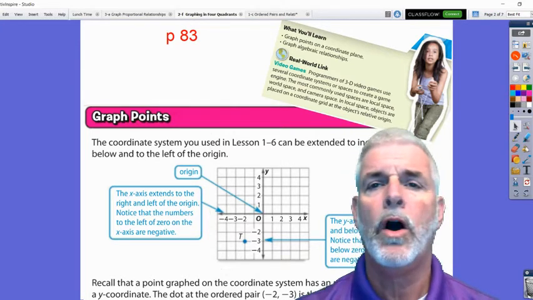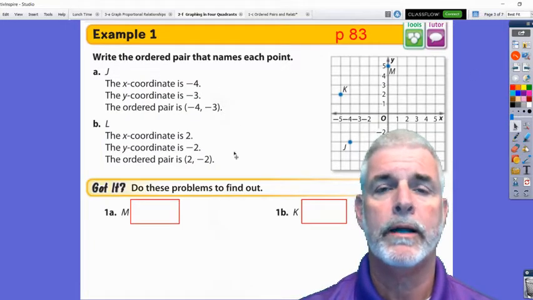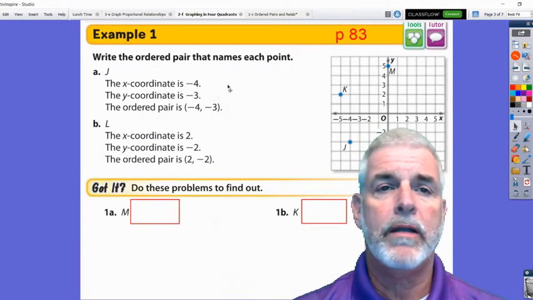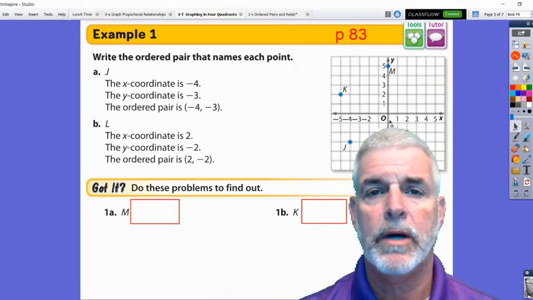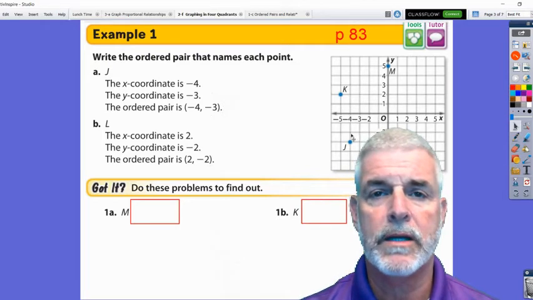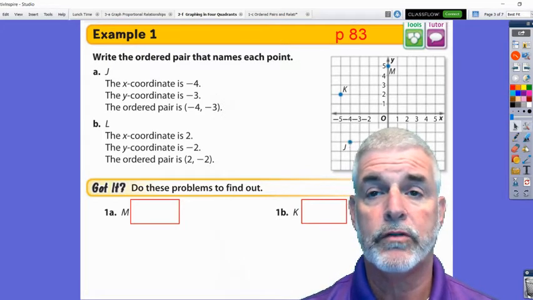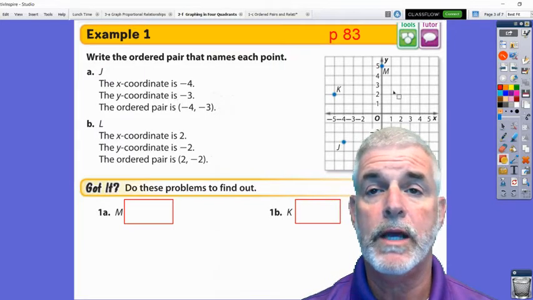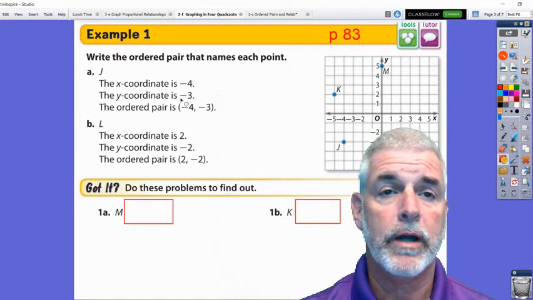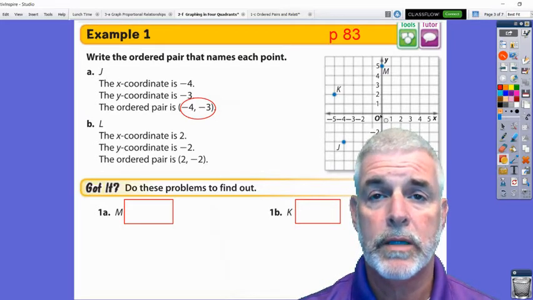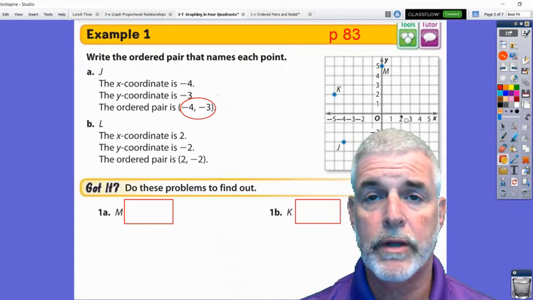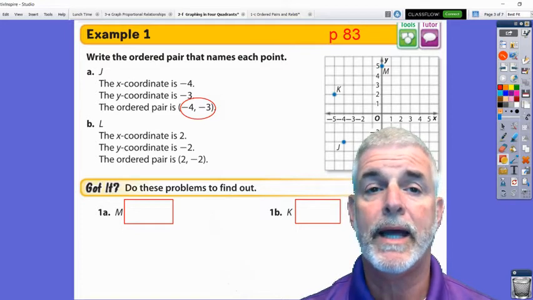Okay, so every point on here has an x coordinate and a y coordinate. Write the ordered pair that names each point. So point J, what is point J? Well, it's at -4 on the x and -3 on the y. So the answer is -4, -3 for point J. And for point L, left and right, it's at 2 on the x-axis, and then down 2 on the y-axis, so 2, -2.